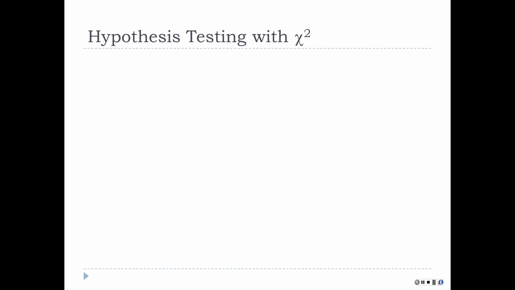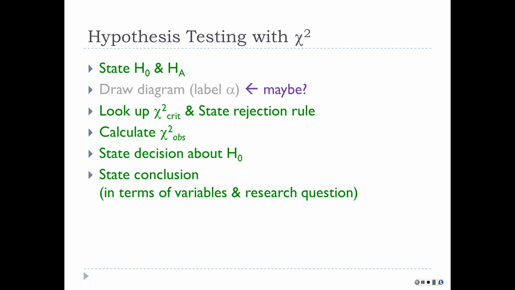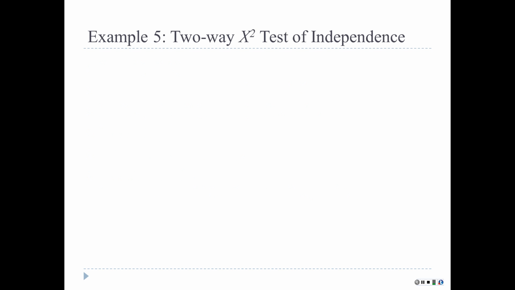So when we do hypothesis testing, it's the same as before. We state the null and the alternative hypothesis. Drawing a diagram isn't going to be very helpful because you're going to draw a diagram of the chi-square distribution, which doesn't really help you visualize the problem in my experience. But you are going to look up the chi-square critical value, state your rejection rule, like under what circumstances will you reject the null hypothesis, calculate your observed chi-square value, state your decision about the null hypothesis, and then state your conclusion. So let's just do examples.